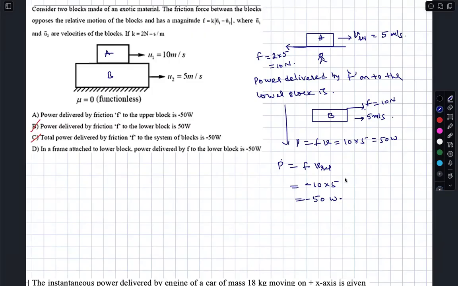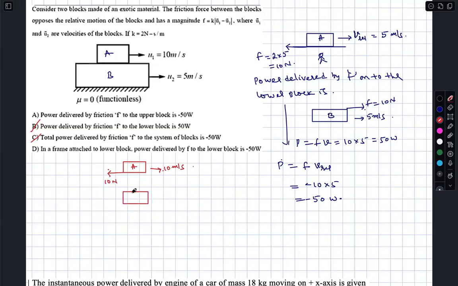Suppose if I am cheating, otherwise also I'll deal with it on an individual basis. Now you agreed that block A will experience at that instant 10 Newton force and it has 10 meter per second velocity.